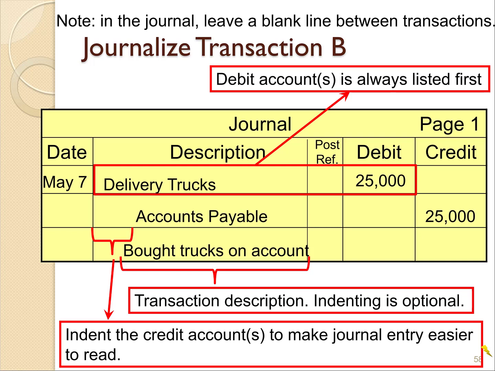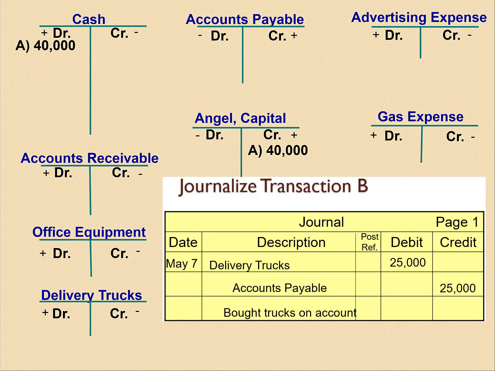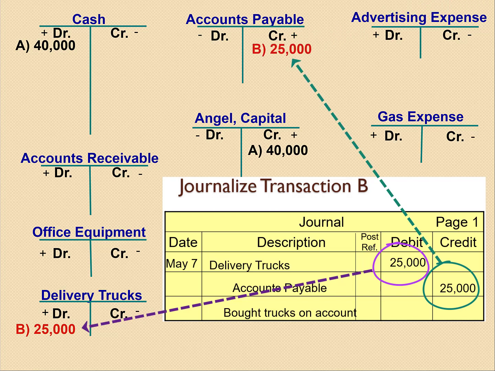So now get out your ledger, which is the T accounts, and we need to post this information to the T accounts. So we're going to find delivery trucks and debit it by $25,000, and then we're going to find accounts payable's T account and credit it by $25,000. So let's find delivery trucks. It's in the lower left, and we debited that account. And we put a B in there so we know where that $25,000 came from. Came from transaction B. And then we need to find accounts payable. It's in the upper middle, and we need to credit that with a B.